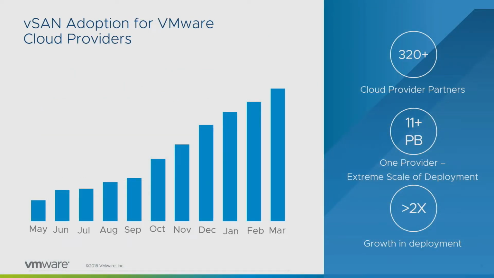vSAN adoption for cloud providers is exploding. I know in the cloud practice, I'm stuck calling it that because it's been called that forever, but in the architecture and strategy team, we do many, many engagements around vSAN. The world is going hyper-converged, and cloud providers are on the forefront of that, right? Because you have to worry about everything: costs, manageability, operations, supportability. So it's critical.